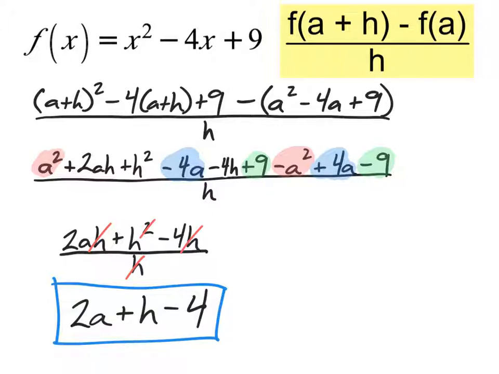The a tells us our starting x value. The h is the horizontal distance between that and our next x value. And based off of this short little formula, we now could figure out the slope of the secant line very, very easily.